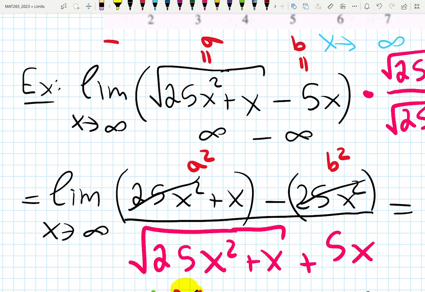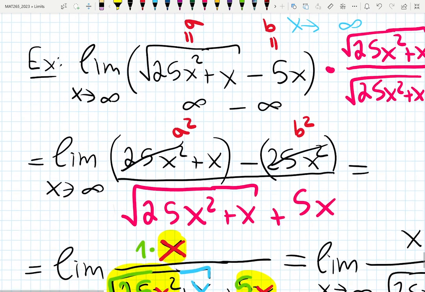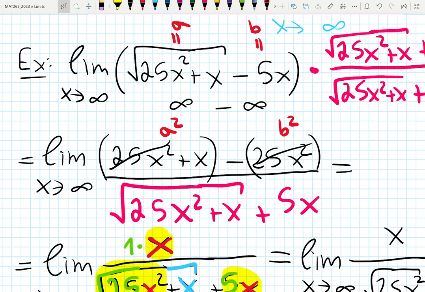This trick helps you to create a fraction. And when we see ratios, then we can find the ratios. Infinity minus infinity isn't necessarily 0. Ratios and products are good. Sums and differences are hard to work with.